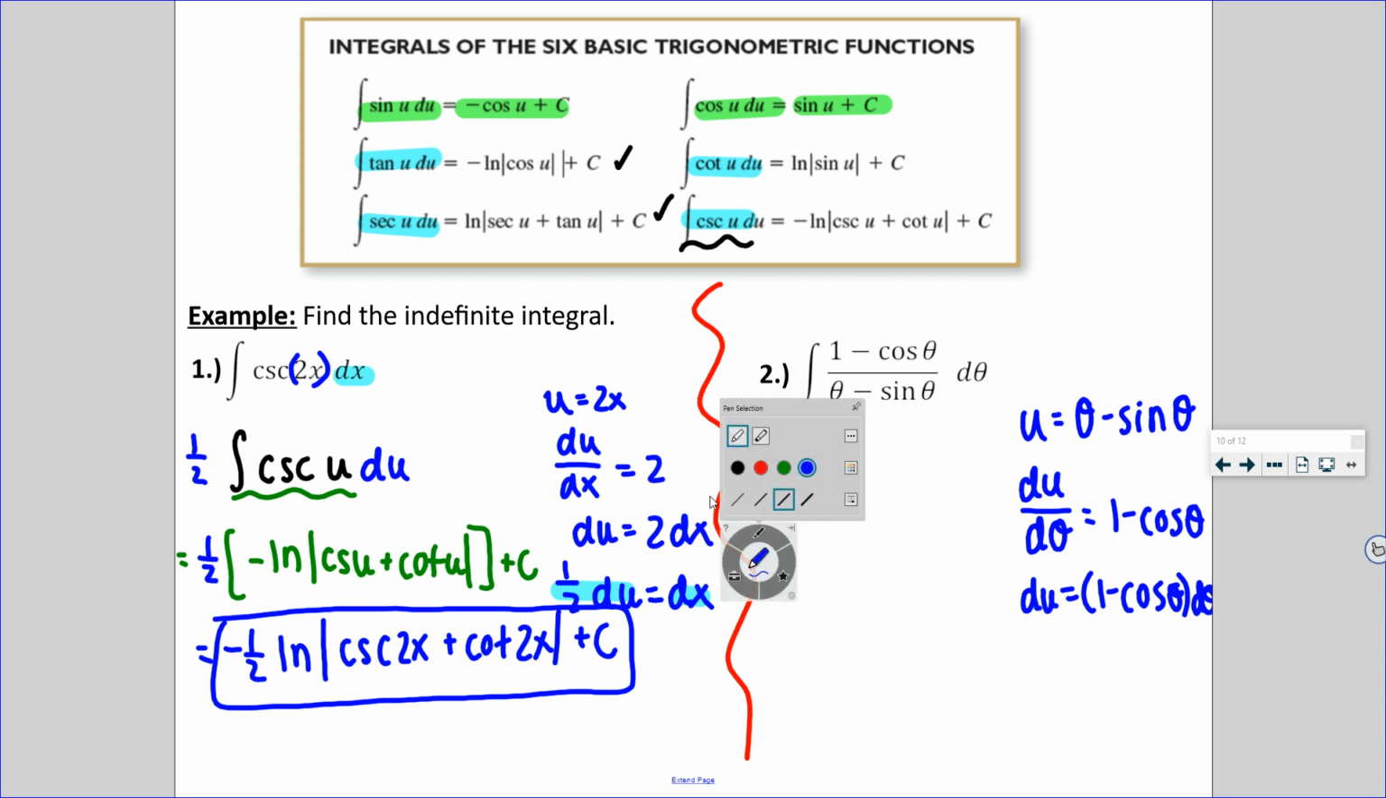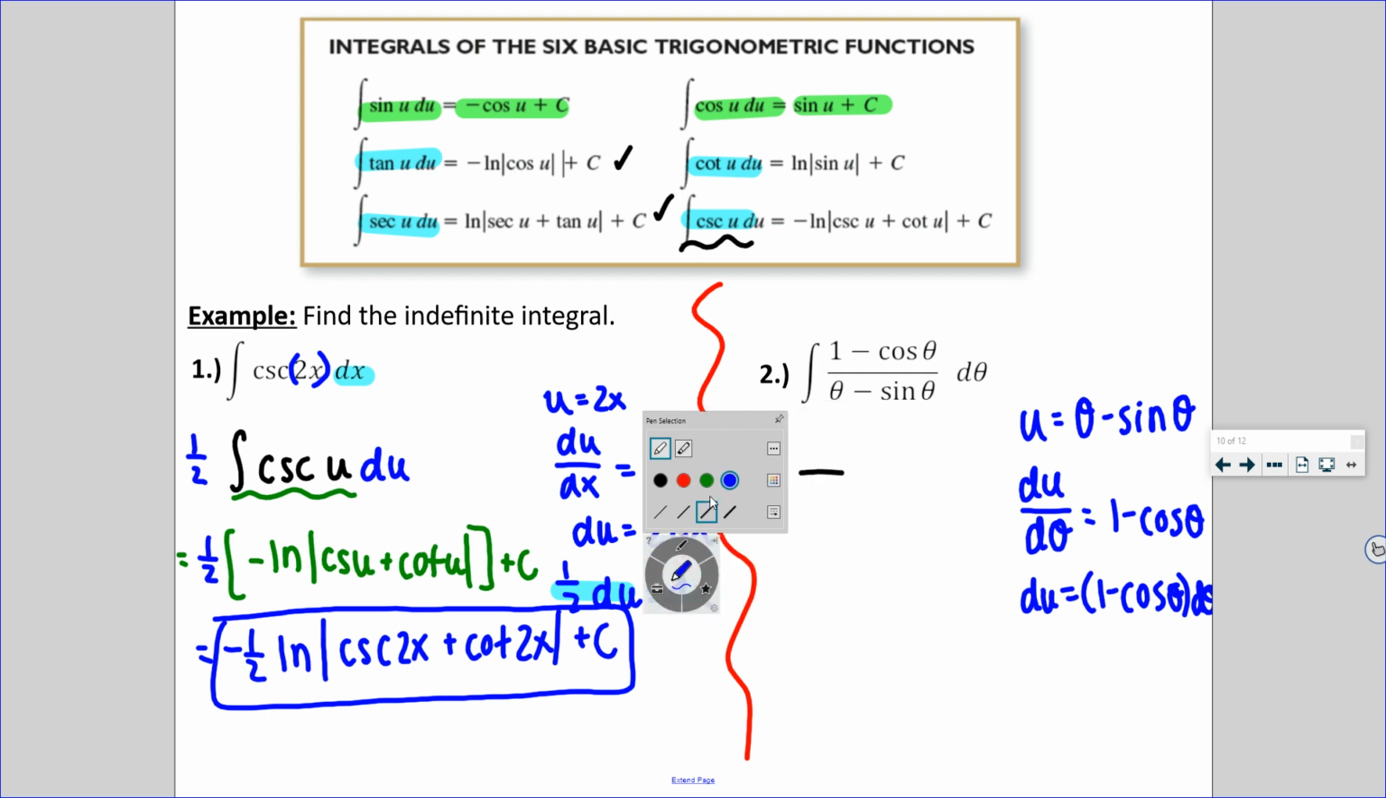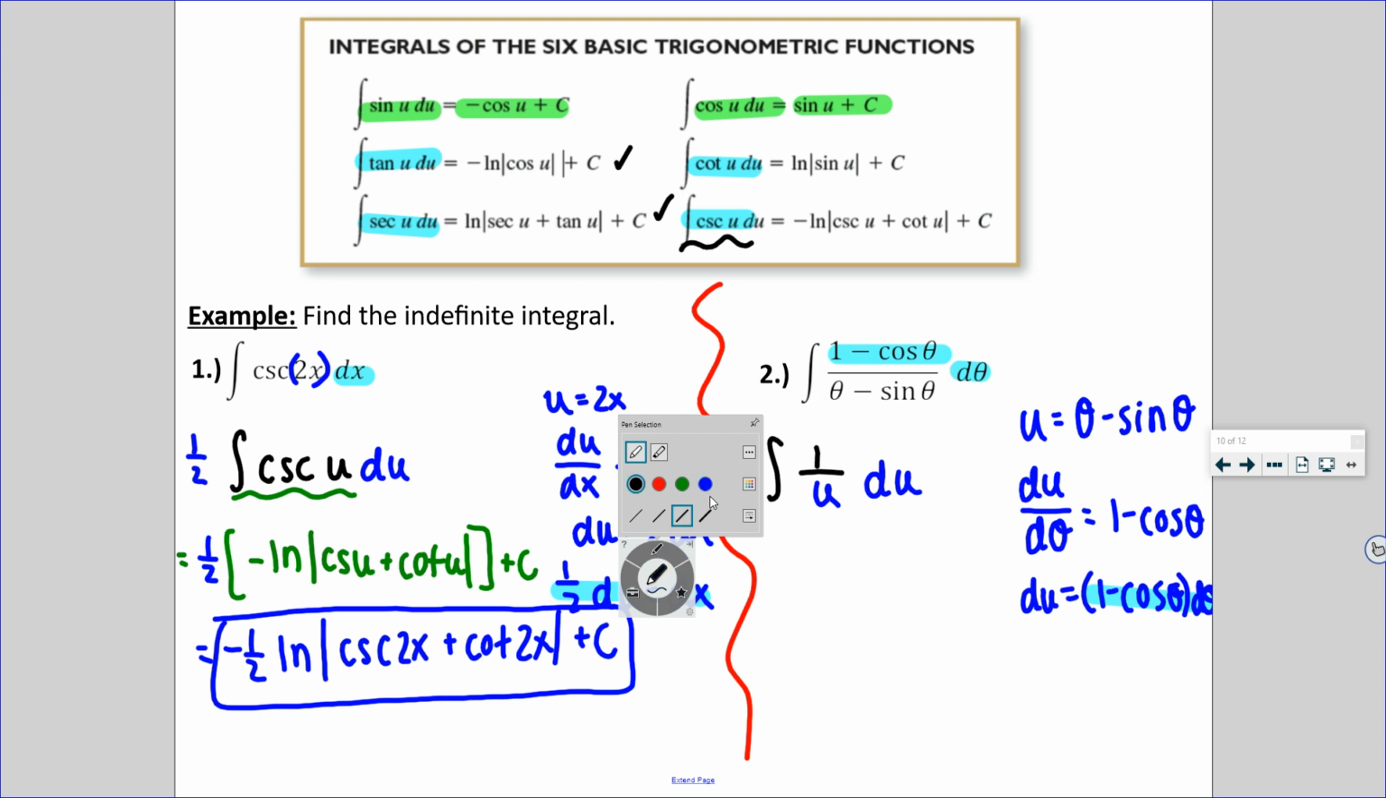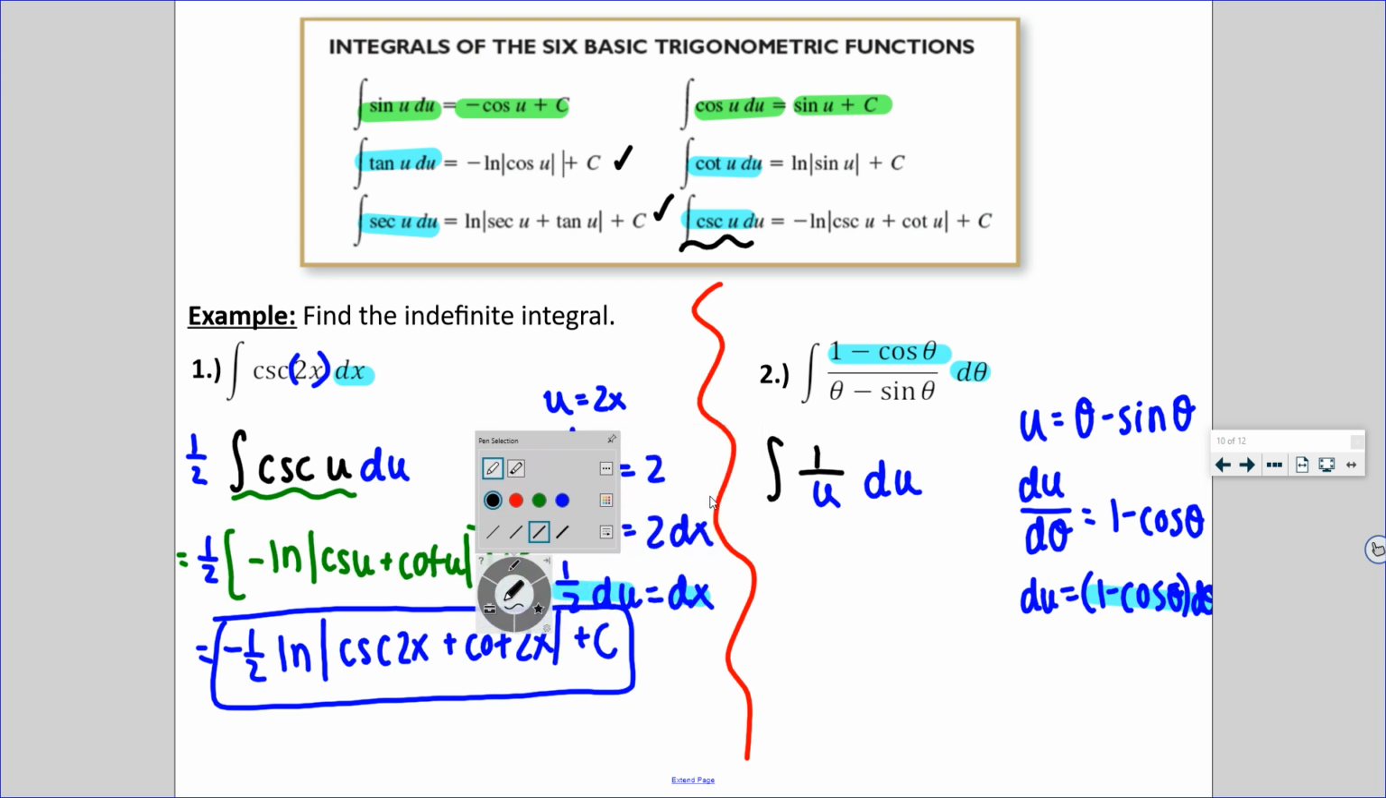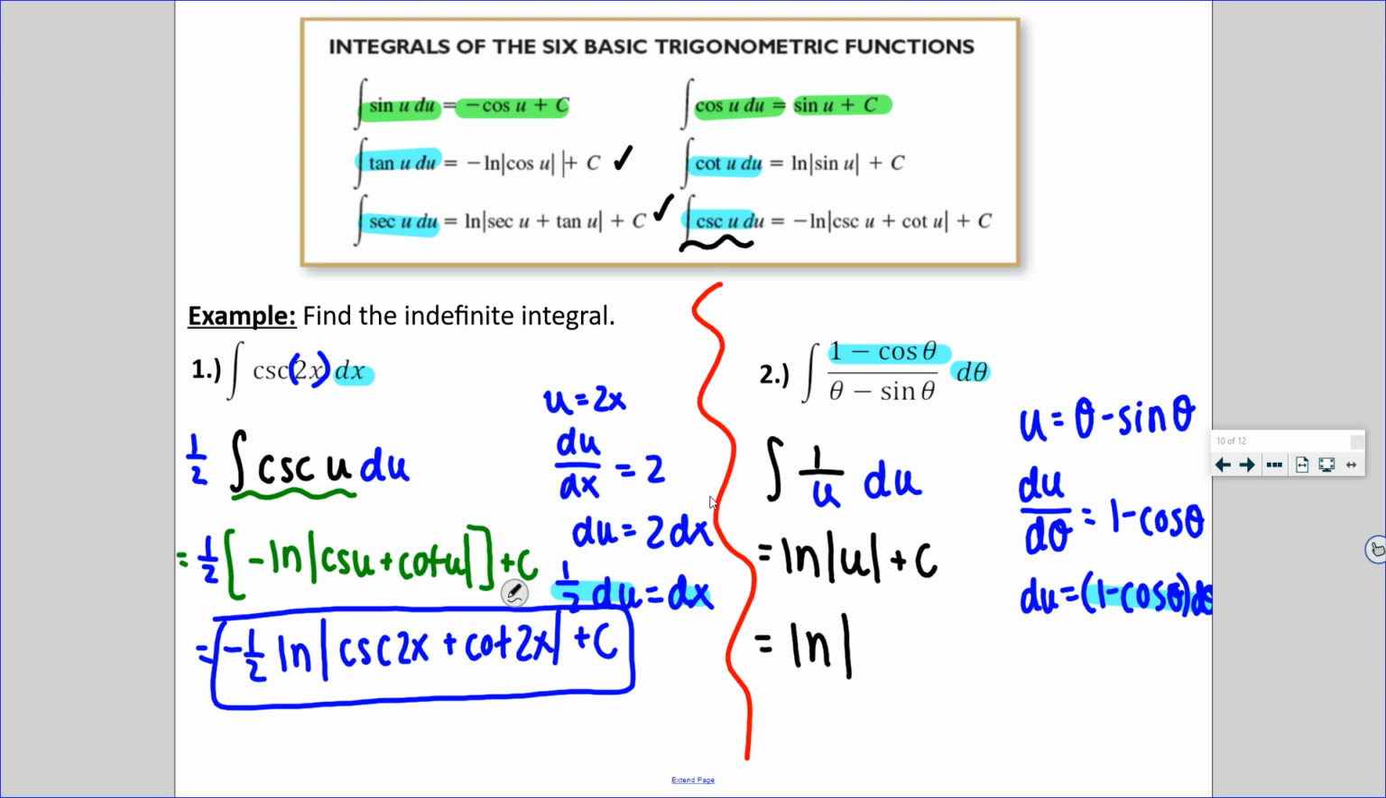So, pretty easy u substitution here. I have u in my denominator. Then I have 1 minus cosine d theta. That can all be replaced with du. So I just have a 1 in the numerator. Antiderivative, natural log of the absolute value of u plus c, back substitute in theta minus sine of theta.